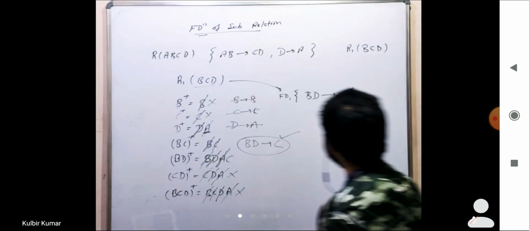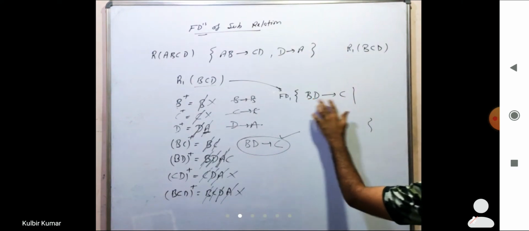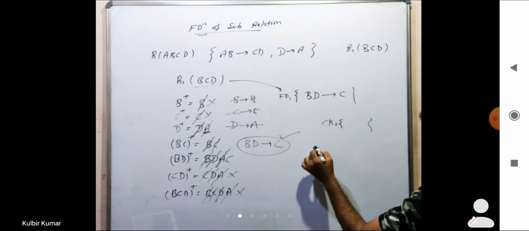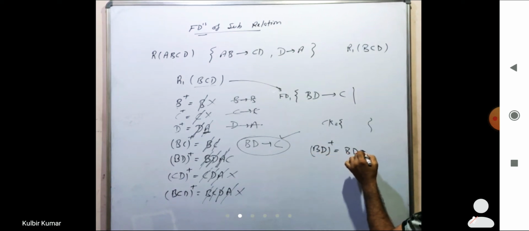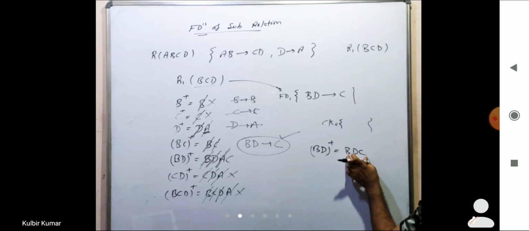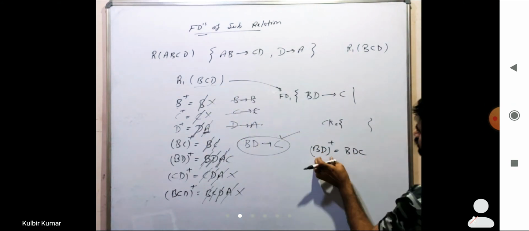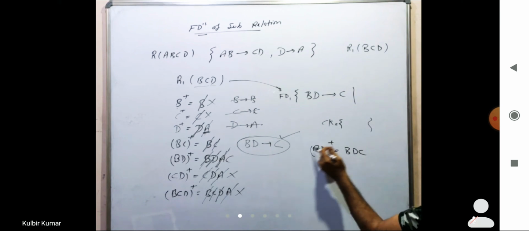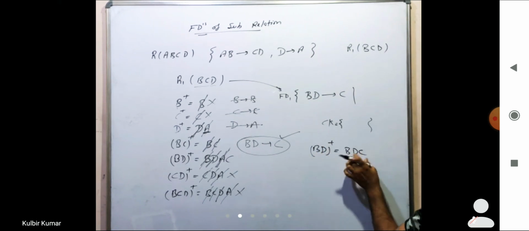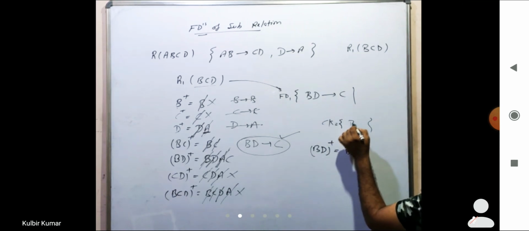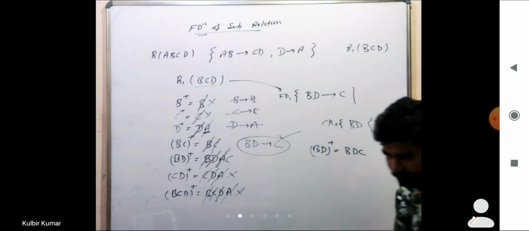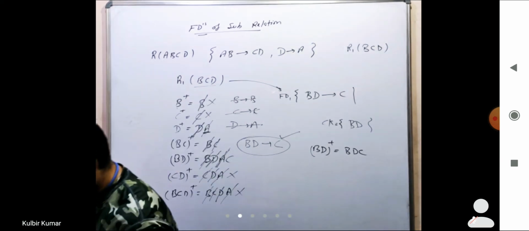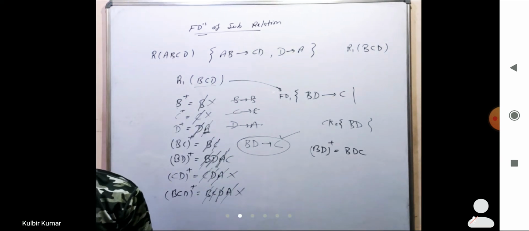Yeah, definitely BD is the candidate key for sub-relation R1. How? If we take the BD closure, it will derive B, D and C. So it is deriving all the attributes of the relation, and this is also minimal, right? BD is minimal too. So finally we can say this is the candidate key of the sub-relation. So BD is the candidate key. Got it? So I think it is also an easy thing. So it is clear to all.